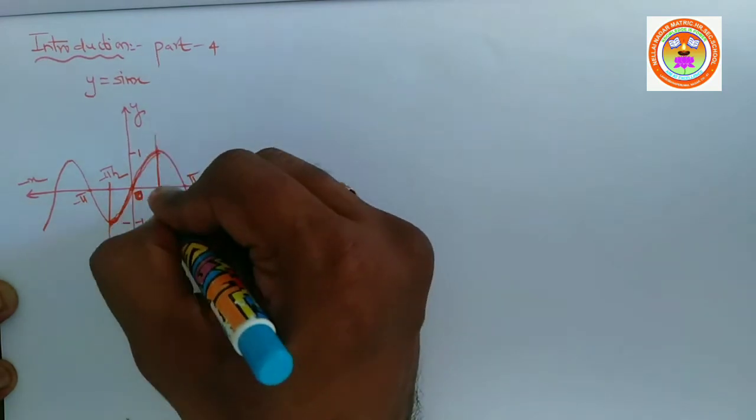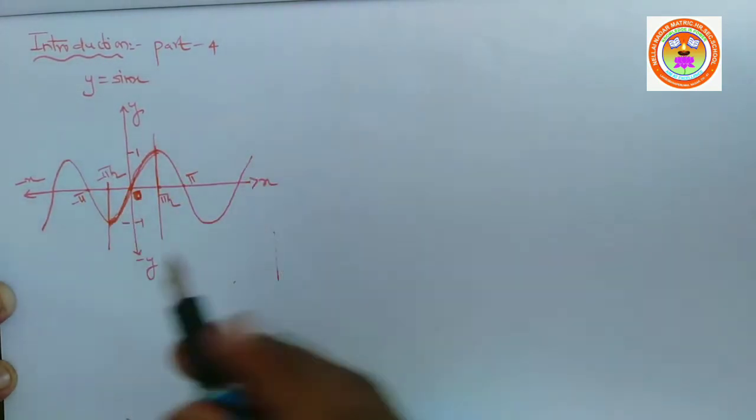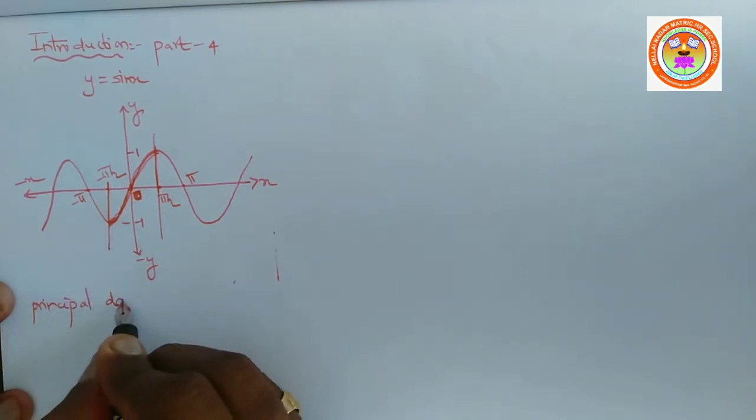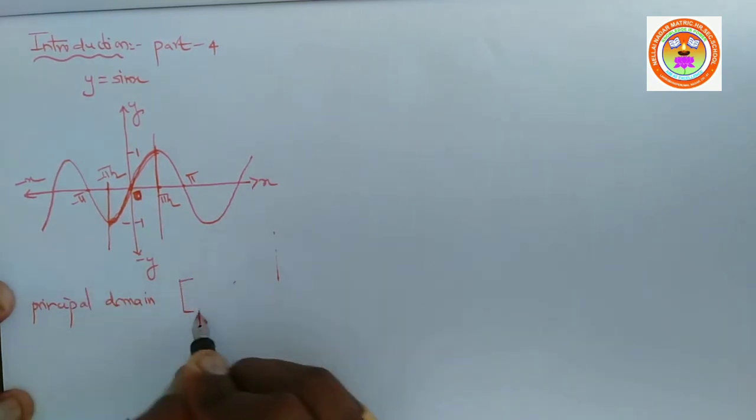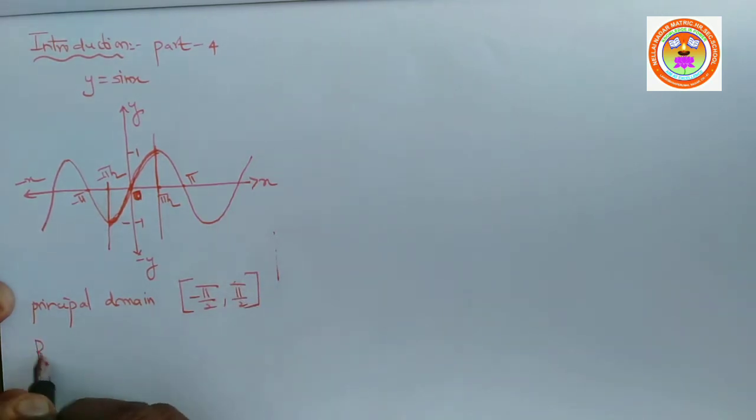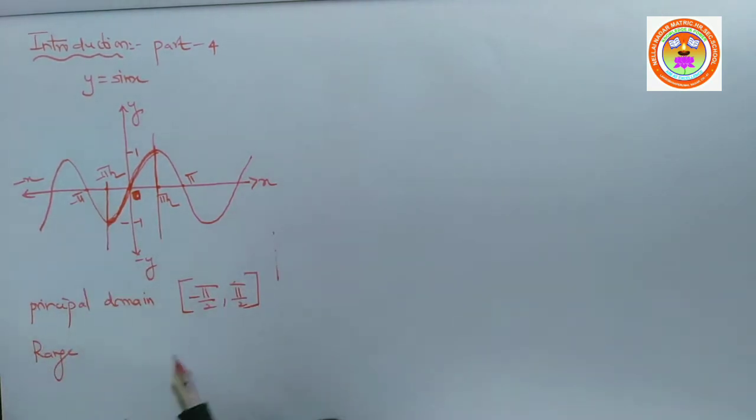From here to here is called the principal domain. We take up to this, and this is called the principal domain. Therefore, the principal domain for y equal to sine x is minus pi by 2 to pi by 2. The range for y equal to sine x is minus 1 to 1. This is well known for us.